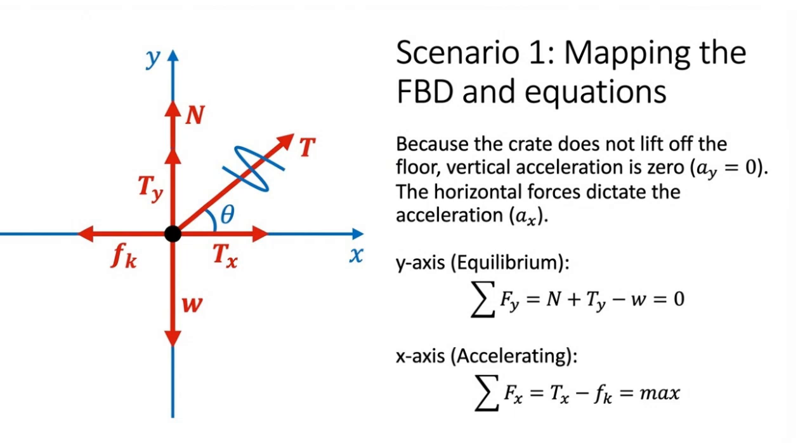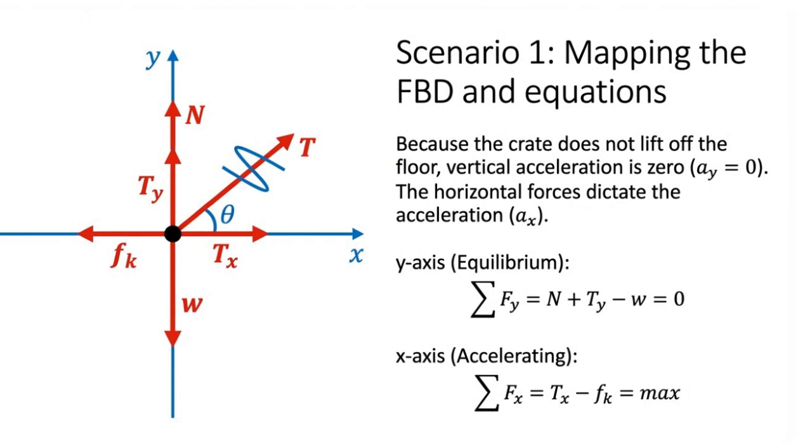Let's look at this scenario where the crate stays on the floor, so there's no vertical acceleration. This means the acceleration in the y direction is 0. The forces in the horizontal direction, however, are what cause acceleration. Vertically, the crate is in equilibrium, meaning the normal force plus the vertical component of tension equals the weight of the crate. Horizontally, the net force is the horizontal component of tension minus the kinetic friction force, and this net force causes the crate's acceleration along the x-axis. This way, we clearly separate the forces acting to keep the crate in place vertically and the forces that make it accelerate horizontally.